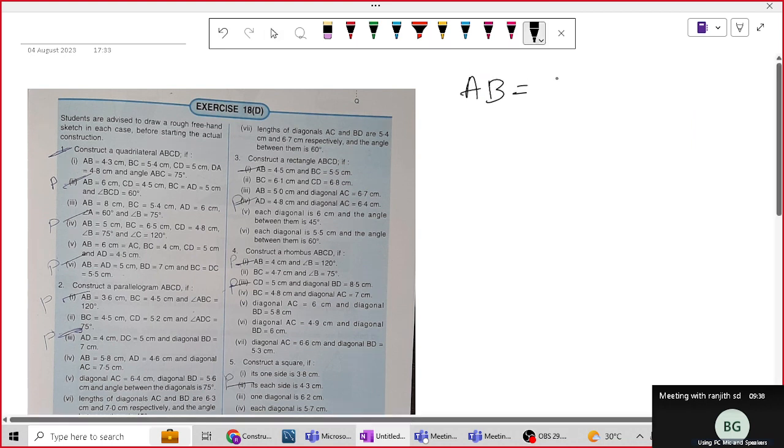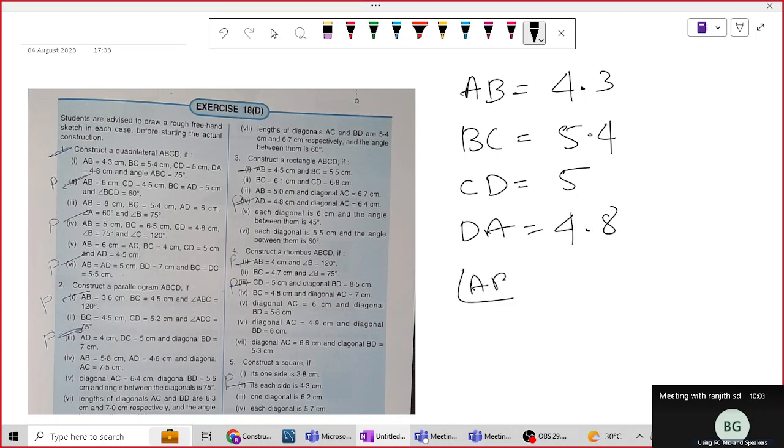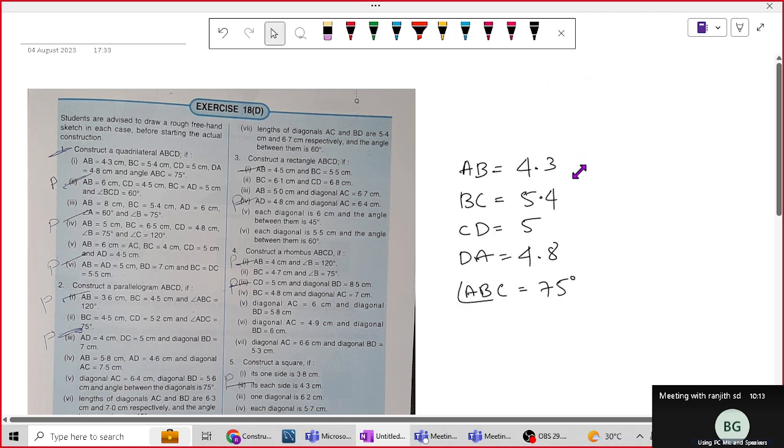What's the value of AB given? AB is equal to 4.3. What is BC? 5.4 centimeters. What about CD? 5 centimeters. And DA is 4.8. What's the angle given? Angle ABC is equal to 75 degrees. These are the values given. They have given us four sides and one angle.